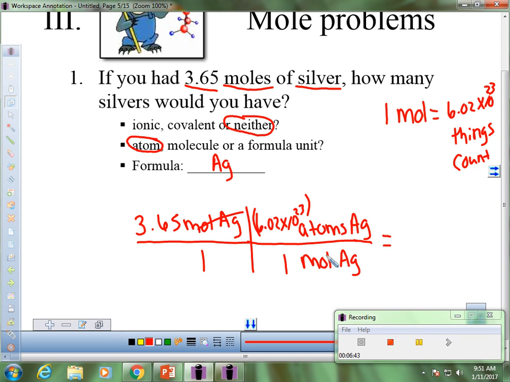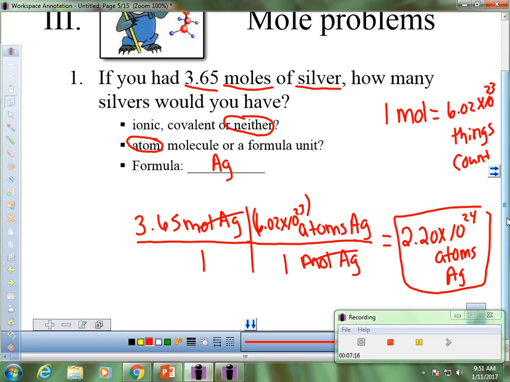These will cancel, and you can see we have atoms of silver, and that's what we're looking for. Because we always multiply the things on the top and multiply the things on the bottom, and then take your top divided by bottom, 1 and 1 is just 1. So essentially we're just going to be multiplying those numbers together. And then we're just going to round to 3 numbers. We're going to get 2.20 times 10 to the 24th. And this is how many atoms of silver there are. So there's my answer there.